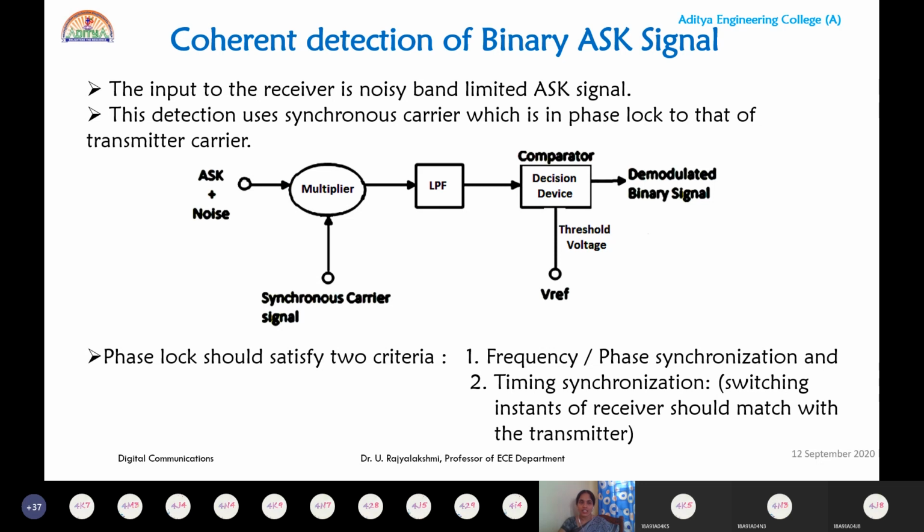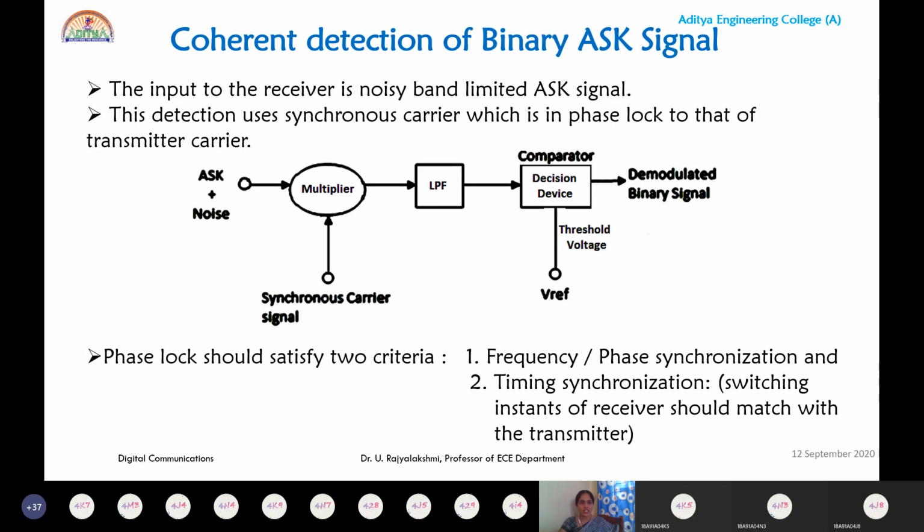Now, what are the three sections in coherent detection of ASK? Multiplier, low pass filter, and decision device. These are the three elements used to reconstruct the input digital signal using the ASK technique.